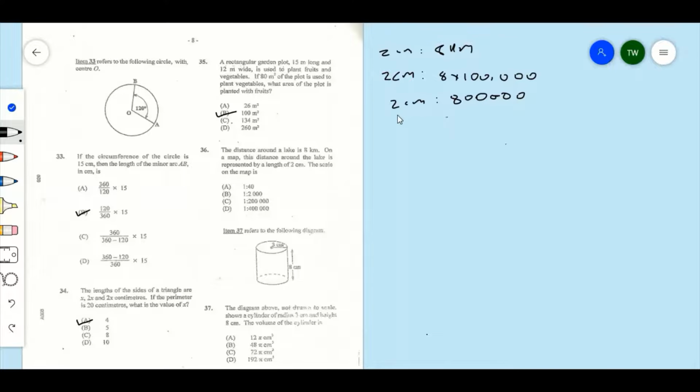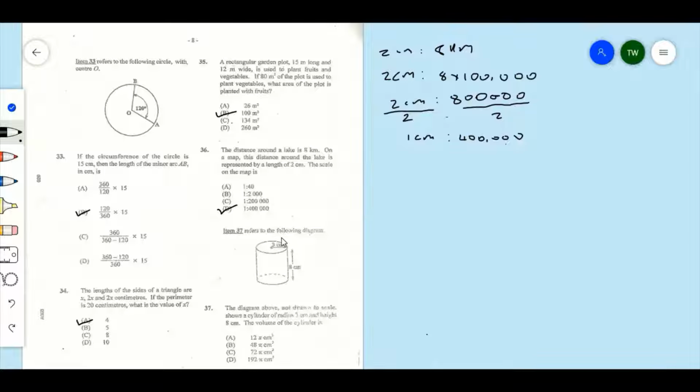Now you just divide both sides by 2. So if you have half this side and then you have this side, then the scale would be 1 centimeter to 400,000. All right. So the option for this one would be D.